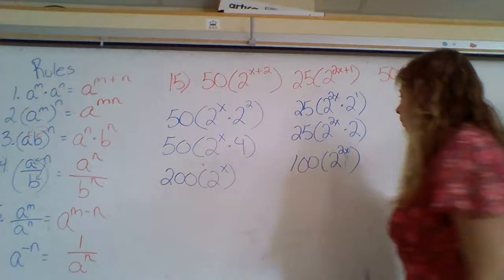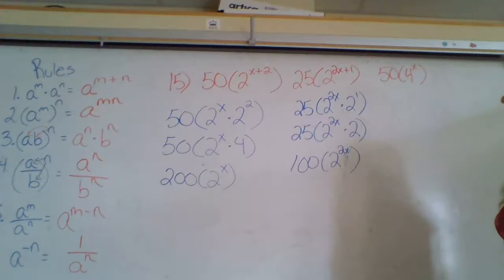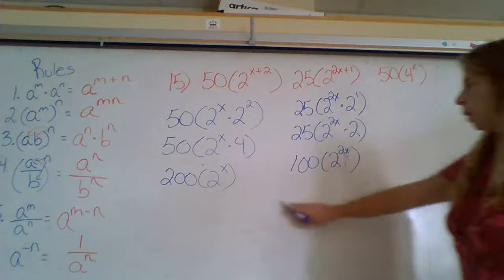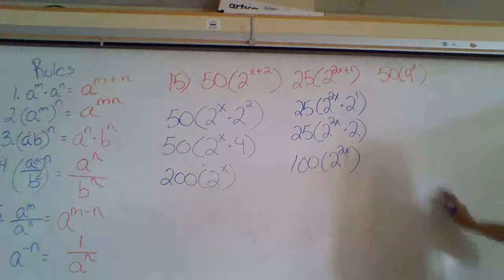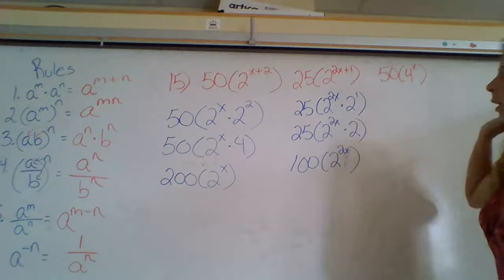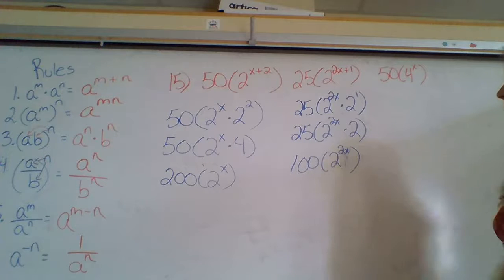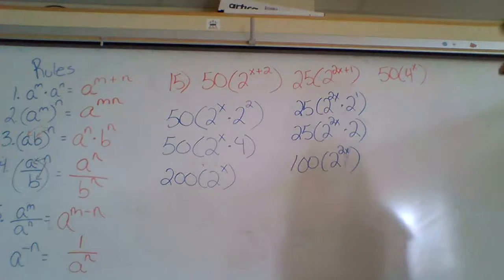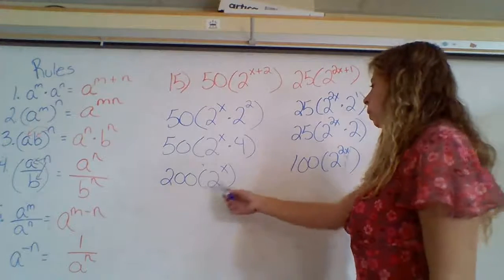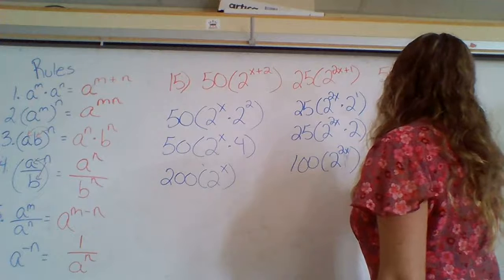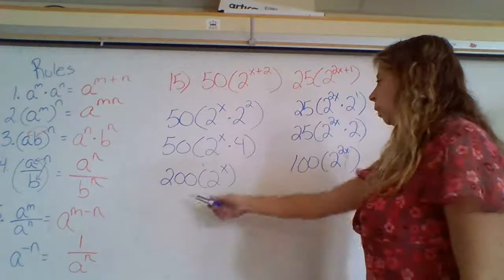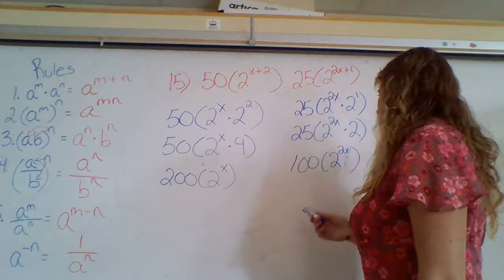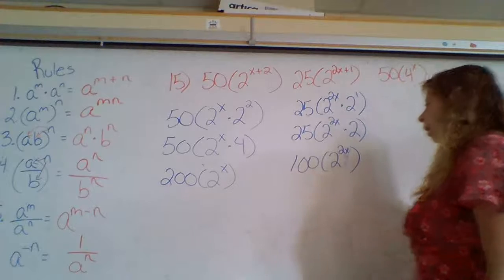There, look at that. I can't reduce that anymore, and I can't reduce that anymore, and I also can't reduce this. So no, 15, none of these are equal to each other. These are not equal. 15, they are not equal. And it asks you why. You can say because 200 times 2 to the x is not equal to 50 times 4 to the x, or 200 times 2 to the x is not equal to 100 times 2 to the 2x.